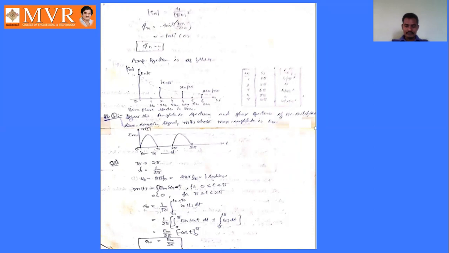Remember, if the given problem is an even function, then we have to calculate only a naught and an values, not the bn value. Why? Because if you calculate the bn value also, we will get 0. So there is no need to calculate the value of bn here, because it is an even function. Is it clear? So we have only amplitude spectrum, not phase spectrum. So this is about this problem.